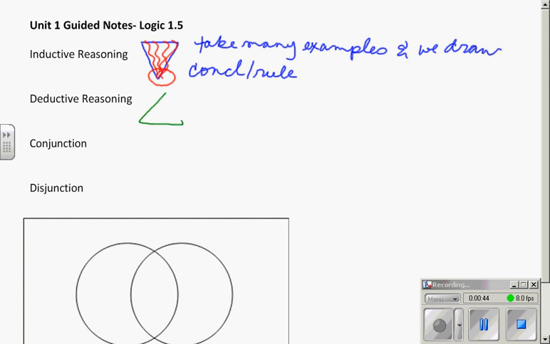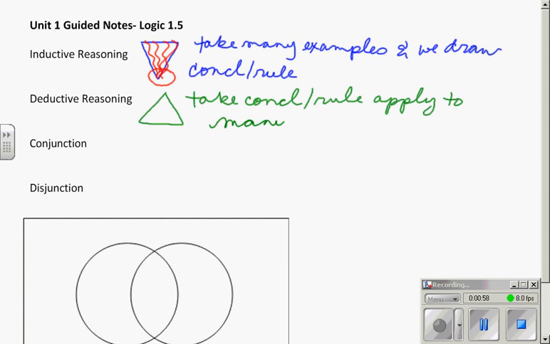Now, deductive reasoning is exactly the opposite. Here, we take the conclusion or the rule and we apply it to many situations. And so in this case, we start here and we go down like this. So you take the distributive formula and you apply it to 30 problems using it.